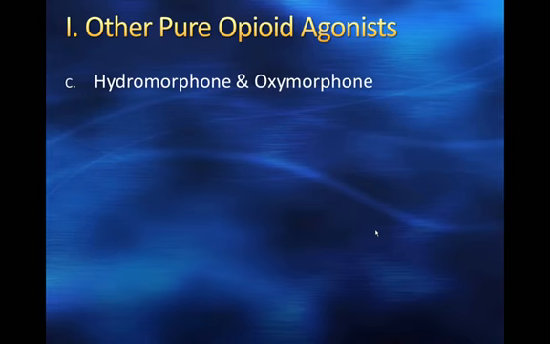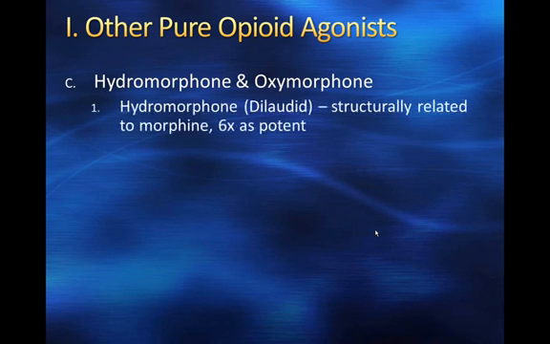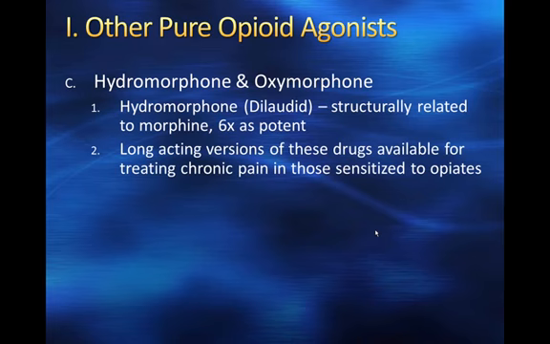Hydromorphone and oxymorphone, we'll talk about them basically together. They're very similar. Hydromorphone, which is Dilaudid, is structurally related to morphine. It's 6 times as potent as morphine. There are longer acting versions of these drugs available for treating chronic pain in those who have been sensitized to opiates. Not a lot of people using Dilaudid these days. A few people, even clinically, it's just not used that often. It's basically a synthetic version of heroin. Not used all that often. It is on occasion.